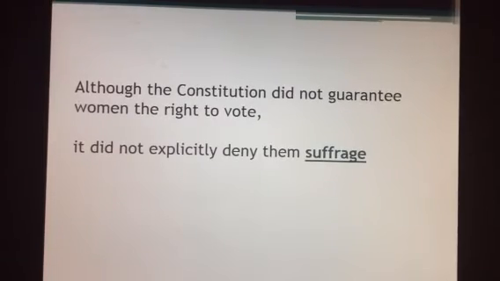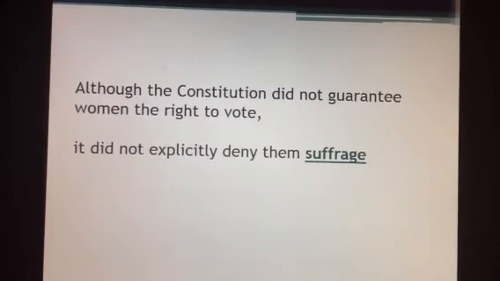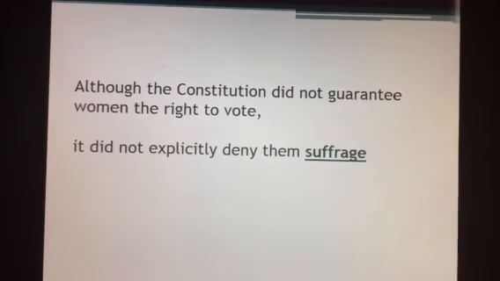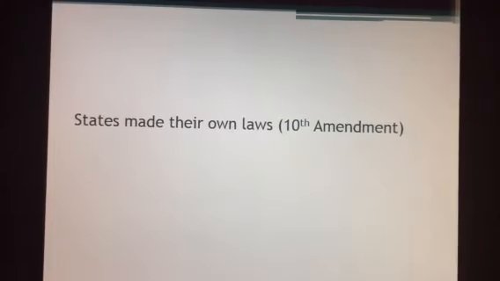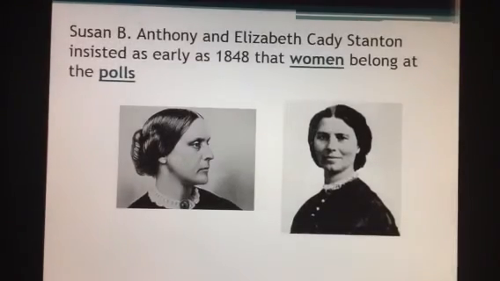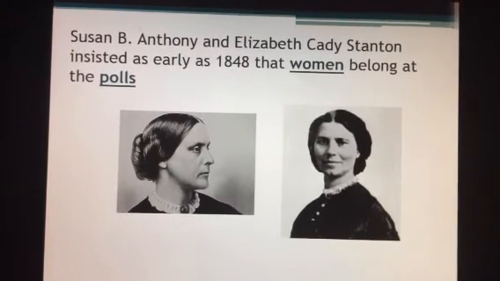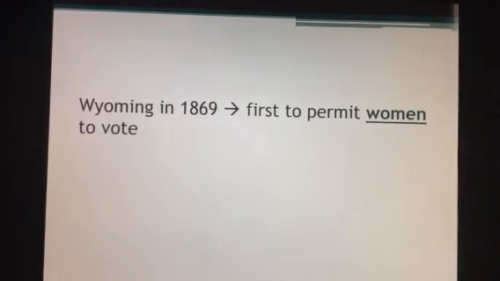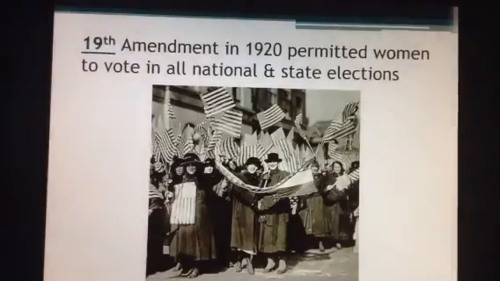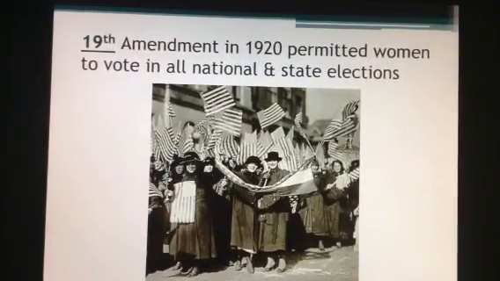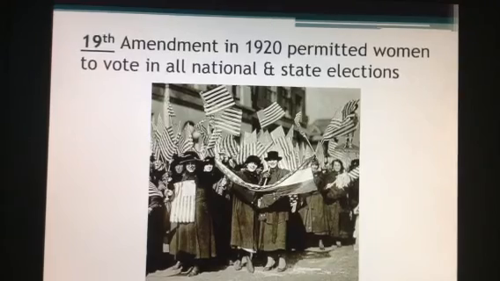Women's suffrage. Although the Constitution did not guarantee women the right to vote, it did not explicitly deny them suffrage. States made their own laws in that regard. Susan B. Anthony and Elizabeth Cady Stanton insisted early on that women belonged at the polls. Wyoming became the first state to permit women the right to vote in state elections, 1869. And then the 19th Amendment, 1920, permitted women to vote in all national and state elections.